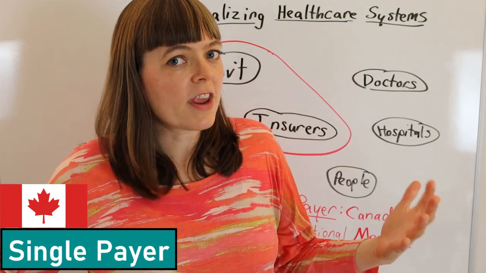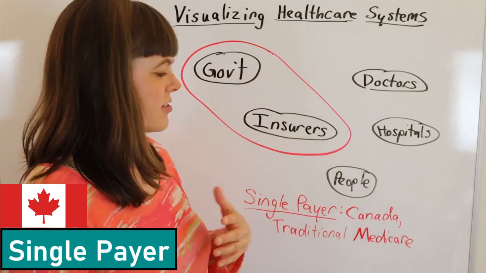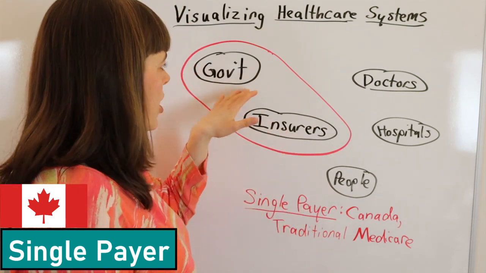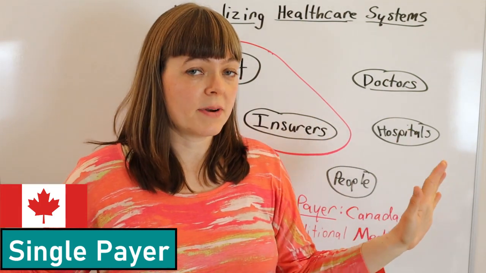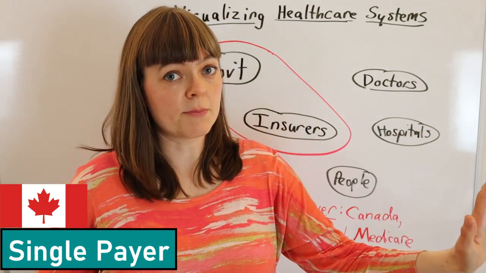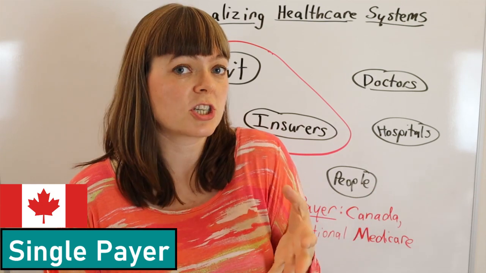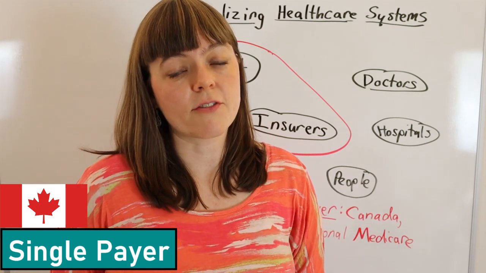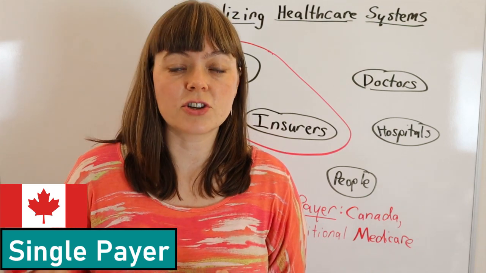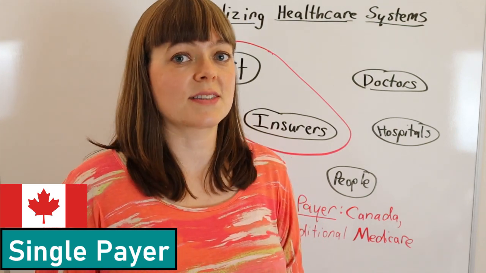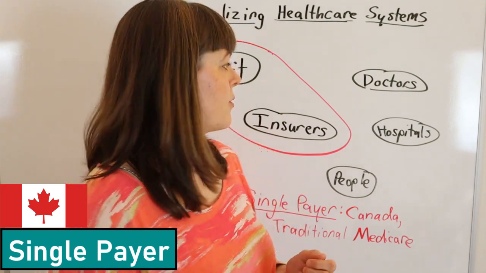Now, there's variations in the way single-payer healthcare systems work. For example, you could have a government that allows different companies, and these could be for-profit or they could be not-for-profit, to bid on which company is going to run the government's single-payer healthcare system. This was something that Vermont looked at doing when it considered doing a single-payer healthcare system a few years ago.